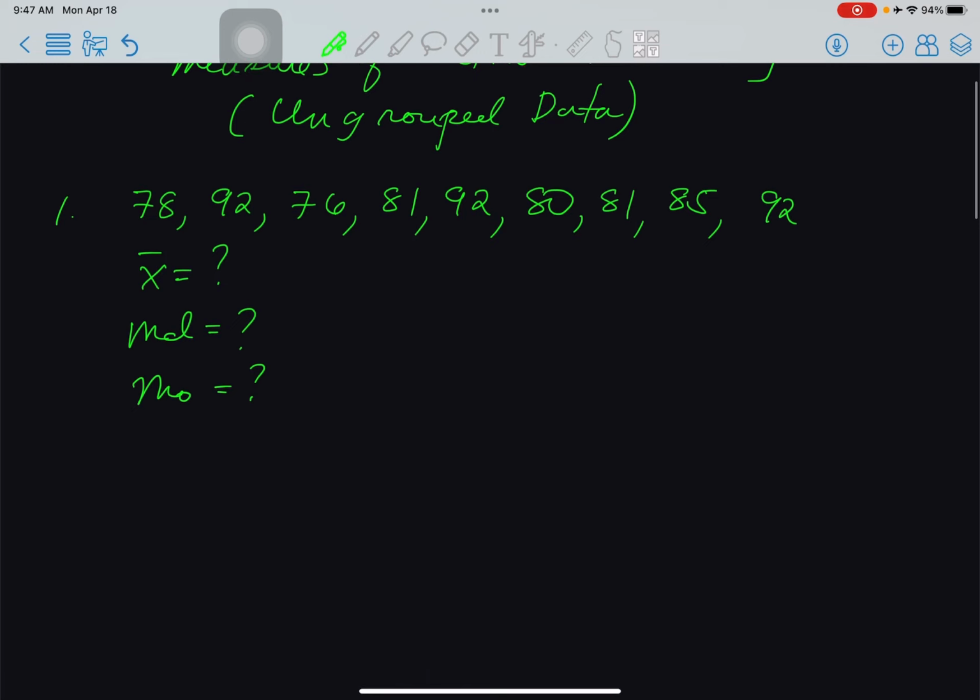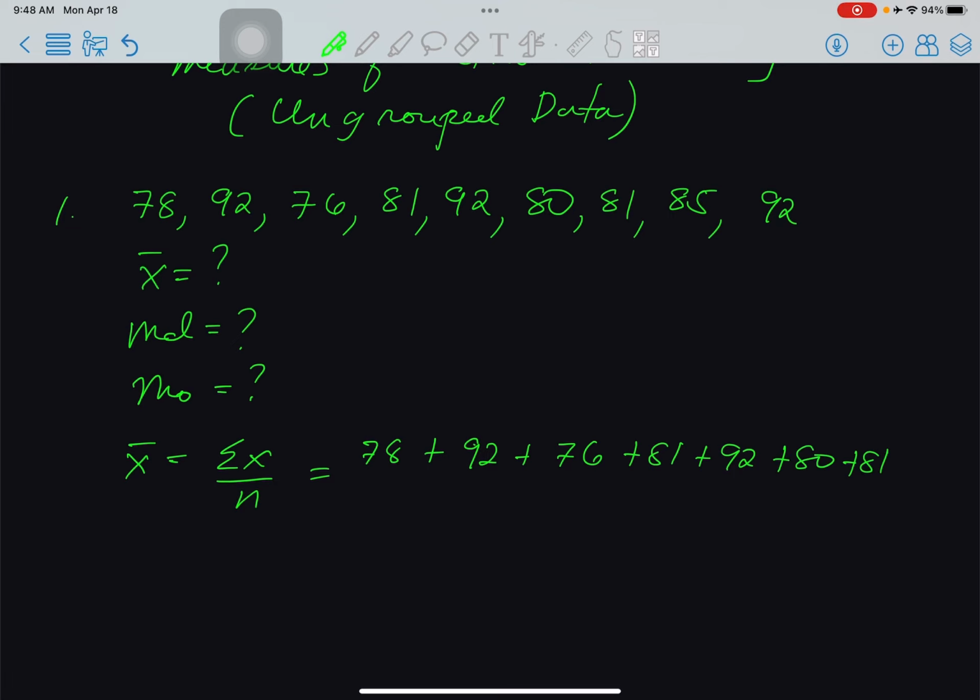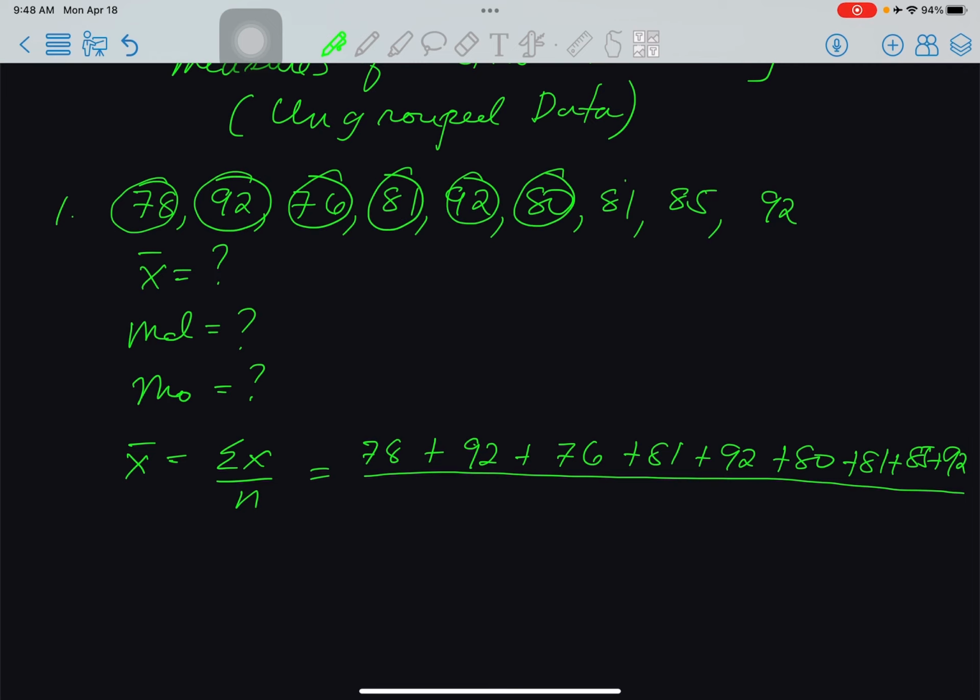Now, to find out our mean, we are going to follow the formula: summation of x all over n. Wherein, we are just going to consider all the scores by getting the total. If we are talking about the mean, we add all the scores, then divide by the total number of cases. So 78 plus 92 plus 76 plus 81 plus 92 plus 80 plus 81 plus 85 plus 92. Then this will be divided by the total number of cases. How many cases do we have? We have 1, 2, 3, 4, 5, 6, 7, 8, and 9. So there are 9 cases, or 9 as the total number of scores present in this grouping.